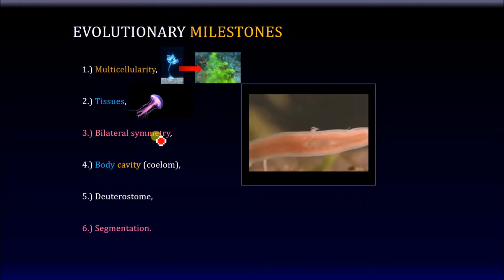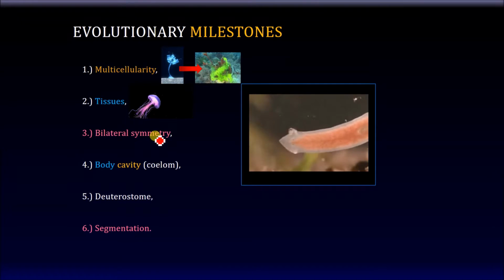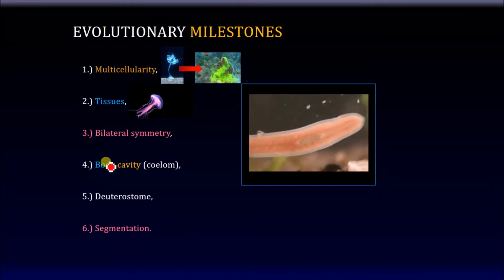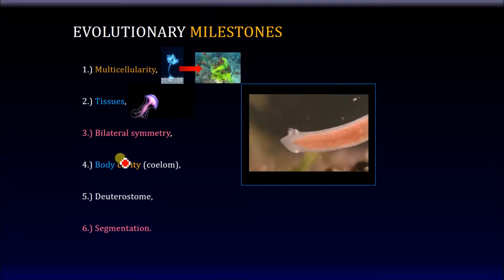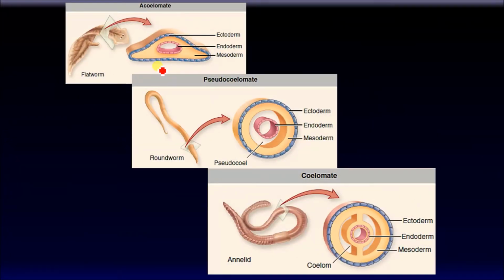And mind you, this bilateral symmetry does not exist in plants. The fourth thing is the development or the discovery of body cavities, or coeloms as they are called. Now, if you recall, the flatworm was an acoelomate. It did not have a body cavity, that is, there's no space between the ectoderm, mesoderm, and the endoderm.